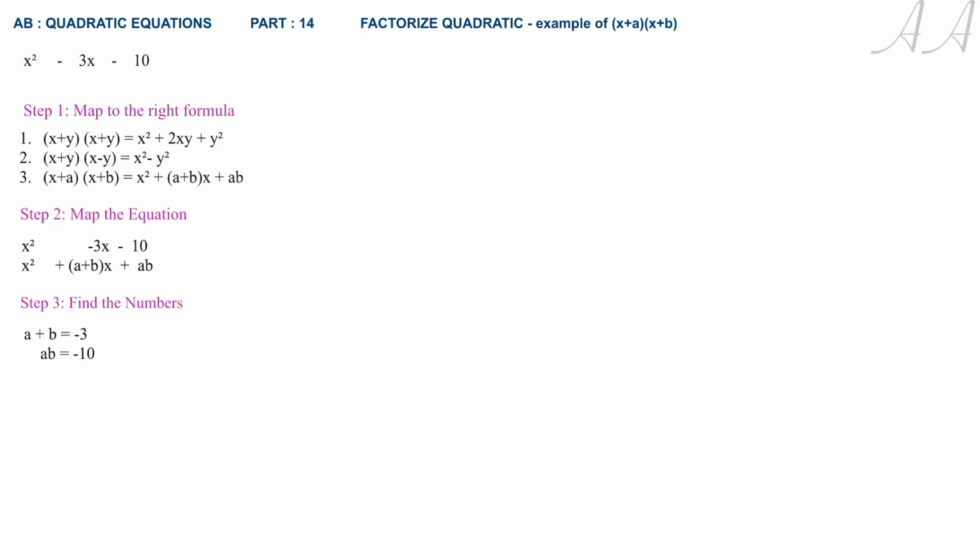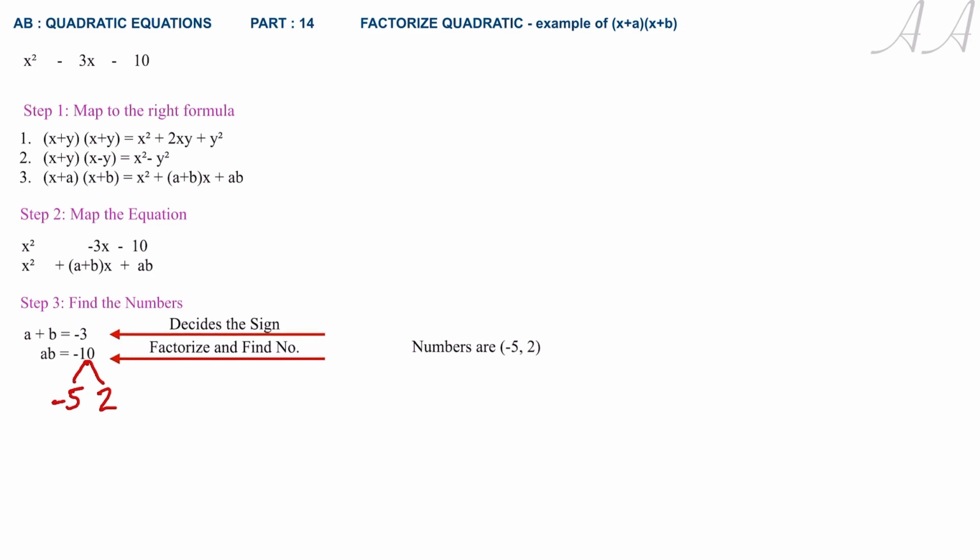Let's factorize minus 10. Minus 10 can be minus 5 times 2. Do minus 5 and 2 make minus 3? Well, yeah, of course they do. And we'll look at the sign for minus 3. So we're good. So the numbers are minus 5 and positive 2.